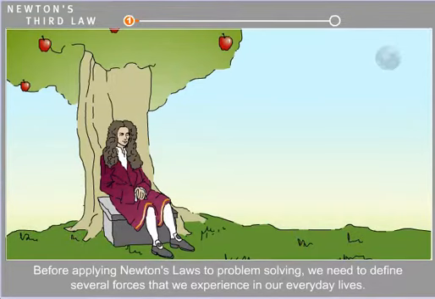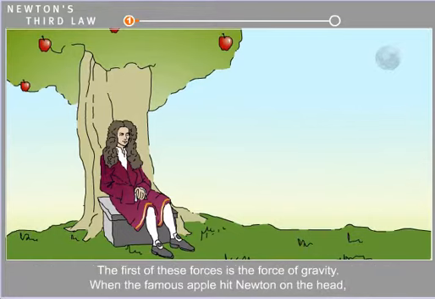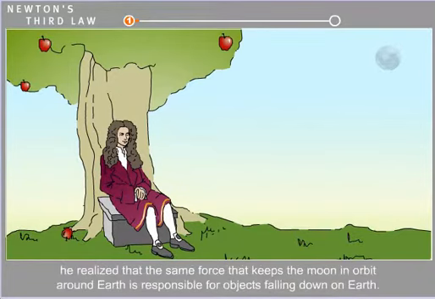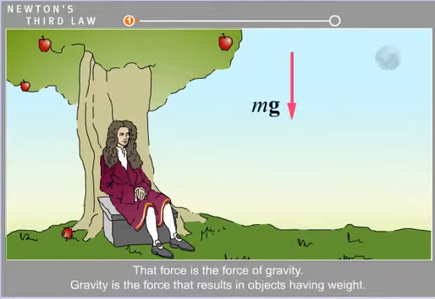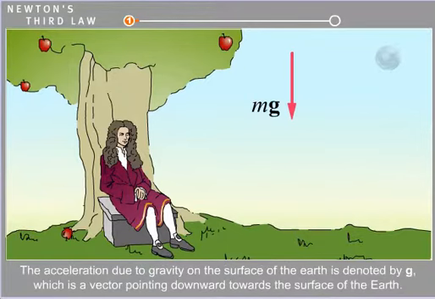Before applying Newton's laws to problem solving, we need to define several forces that we experience in our everyday lives. The first of these forces is the force of gravity. When the famous apple hit Newton on the head, he realized that the same force that keeps the moon in orbit around Earth is responsible for objects falling down on Earth. That force is the force of gravity. Gravity is the force that results in objects having weight. The acceleration due to gravity on the surface of the Earth is denoted by g, which is a vector pointing downward towards the surface of the Earth.